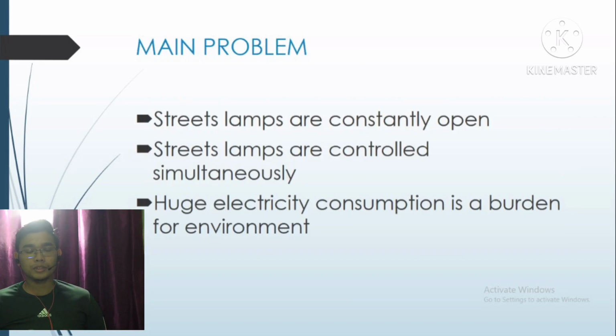Based on the question, we have three main problems that we need to think about and find a way to solve. The first is that street lamps are constantly on. The second, the street lamps are controlled simultaneously. And the third problem is that huge electricity consumption is a burden for the environment.